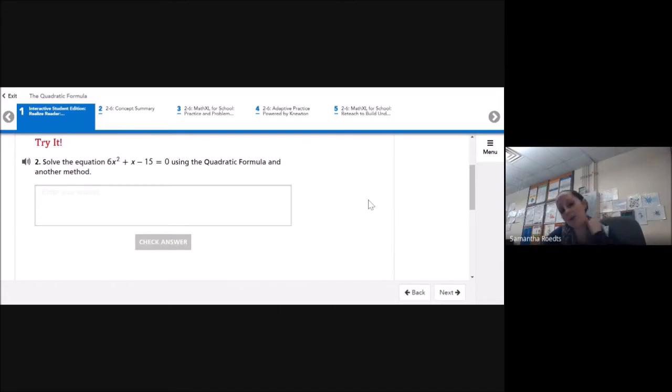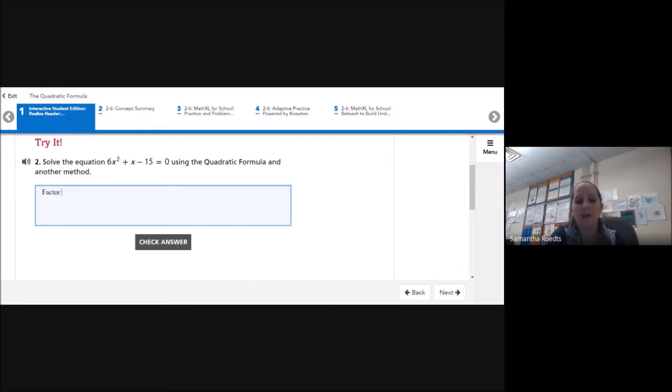So they want us to solve the equation 6x squared plus x minus 15 equals 0 using the quadratic formula and another method. Okay. You can use whatever other method you would like. You can use factoring, completing the square, or just trial and error, kind of up to you. So I'm going to go ahead and use factor by grouping.